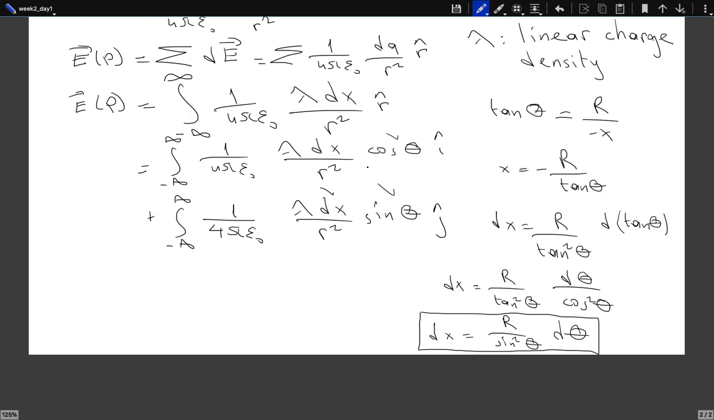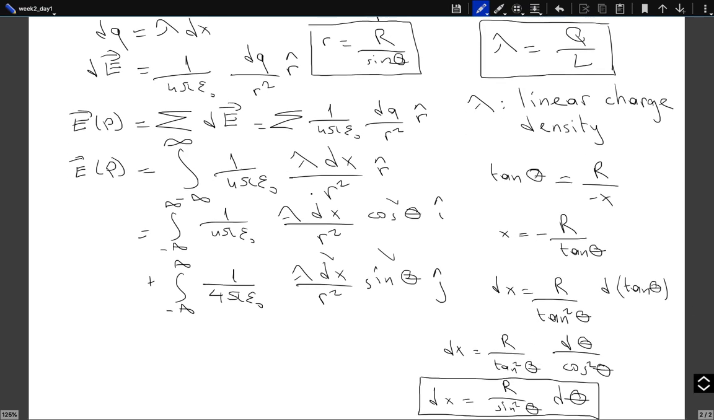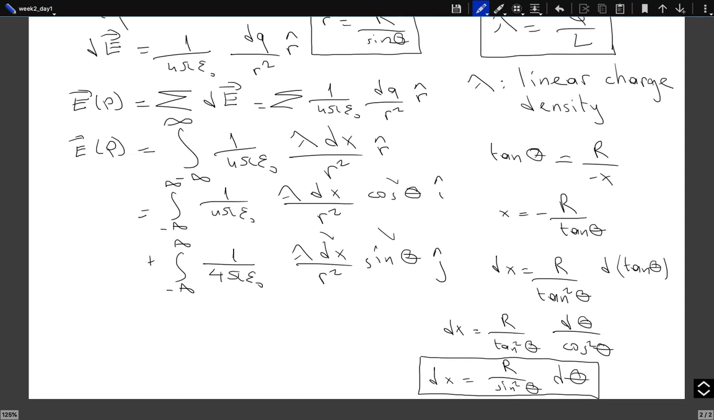Cosine theta and sine theta are already expressed in terms of theta. And we have to express r in terms of theta. Well, the easy thing is sine theta is capital R over small r, or small r is capital R over sine theta. Now let's put it all together.